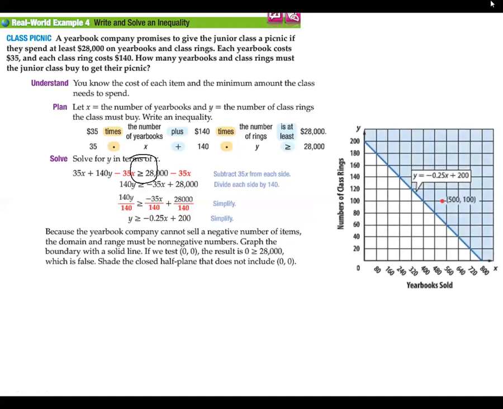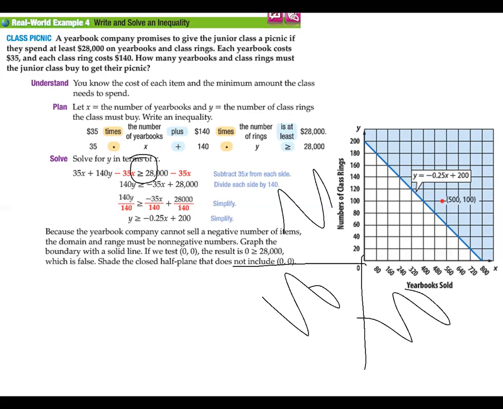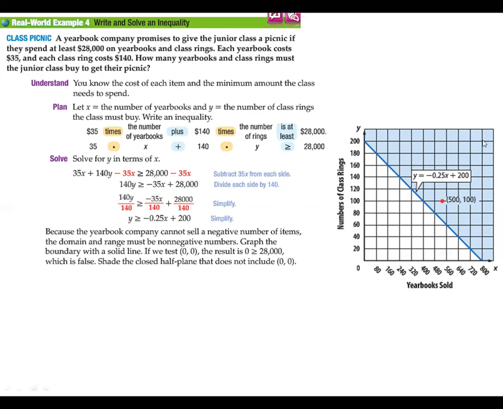So we shade the closed half plane that does not include 0, 0. So here's our line, negative 0.25x plus 200. I tested the origin. It didn't work, so I shaded everything else on the other side. Since x represents yearbooks and y represents class rings, it doesn't make sense to graph anything over here, here, or here, because that would imply negative yearbooks or negative class rings or negative of each. Okay? So I shade that side.